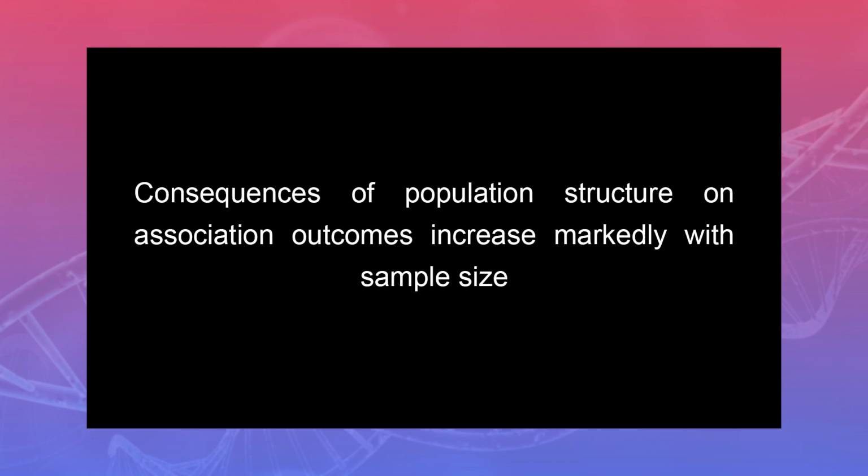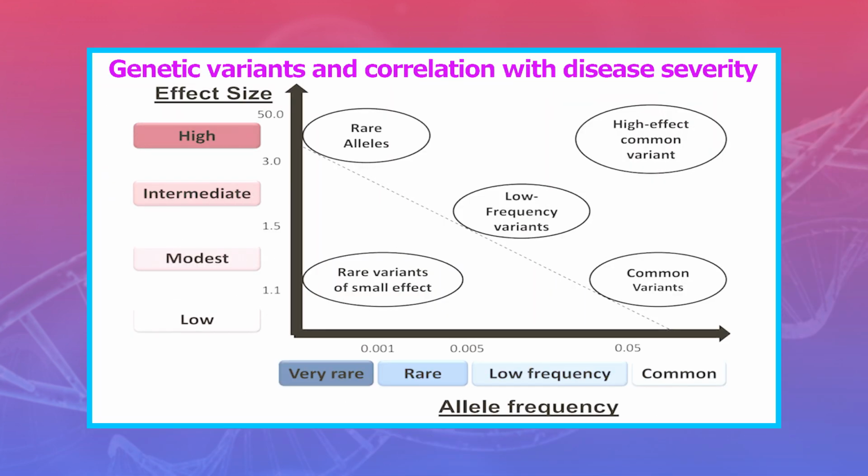A well-known problem with such studies is the presence of undetected population structure, which can lead to both false positive results and failures to detect genuine associations. The consequences of population structure on association outcomes increase markedly with sample size. For the size of study needed to detect typical genetic effects in common disease, even modest levels of population structure within population groups cannot safely be ignored.